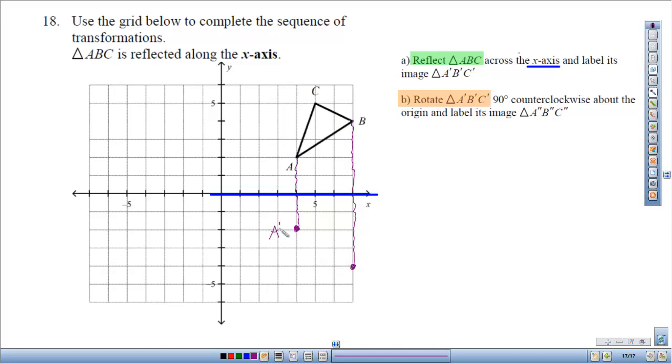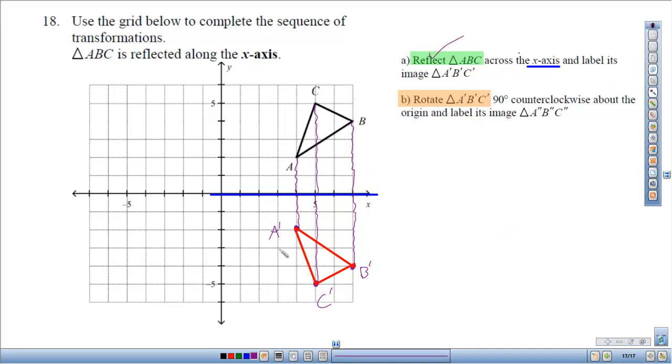Who is this? A prime. This is B prime, and let's do C. 1, 2, 3, 4, 5. So I need to go 1, 2, 3, 4, 5. There is C prime, and I will draw in the triangle. Alright, and if I did it correctly, the 2 triangles should look like a rigid motion, because reflection is a rigid motion. Okay, so the reflection is done.